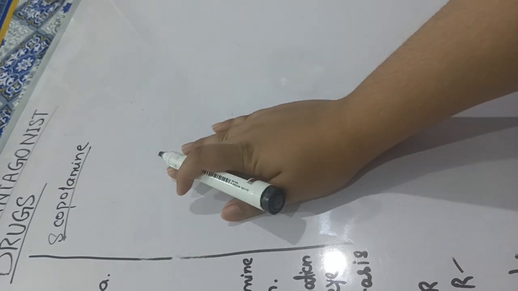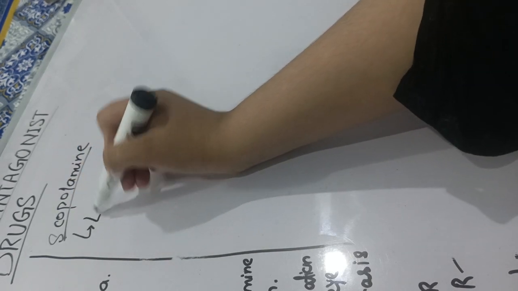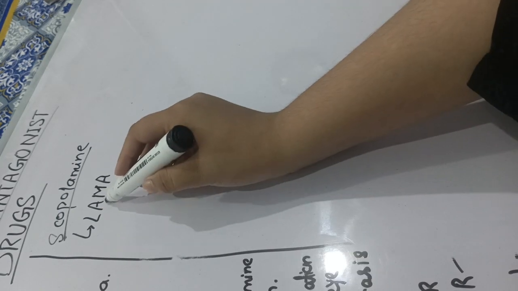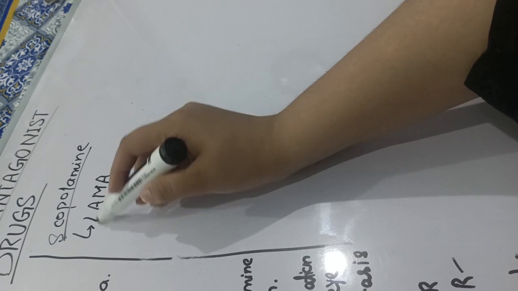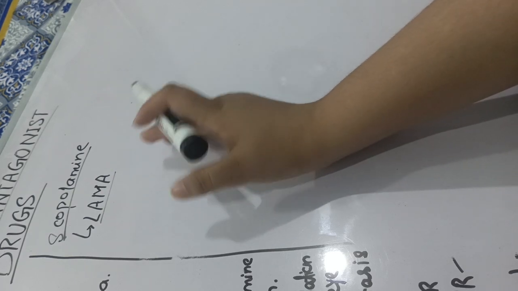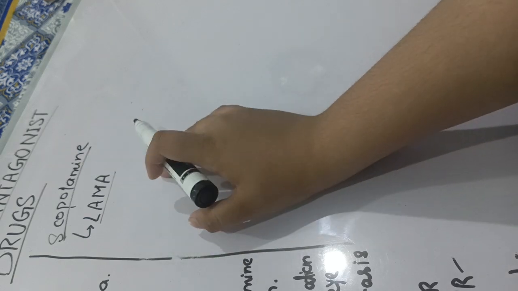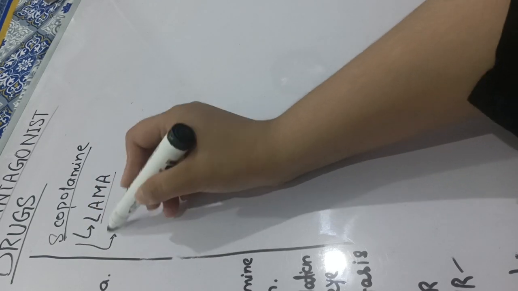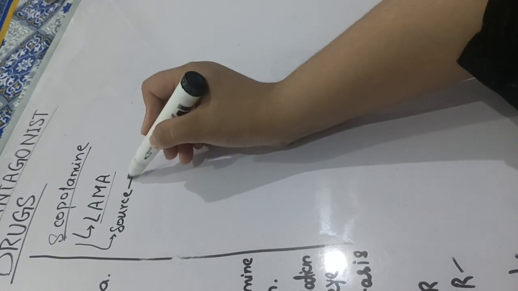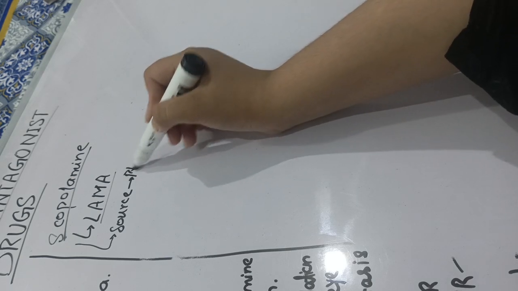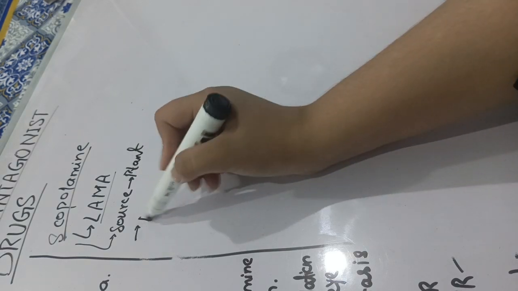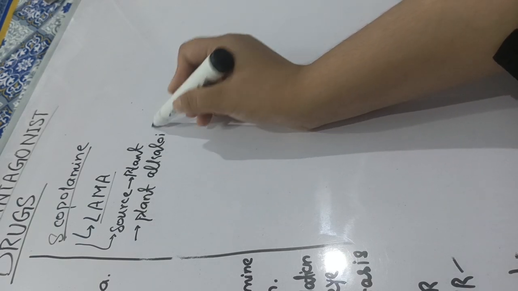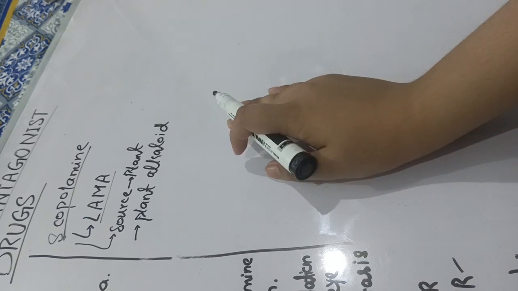This drug is very special because it is the long acting muscarinic antagonist. So L for long acting muscarinic antagonist. Its effect is more prolonged than atropine. And the second thing, what is the source of it? It is obtained from a plant, and it is also a plant alkaloid, just like atropine, which is the alkaloid present in the Atropa belladonna plant.